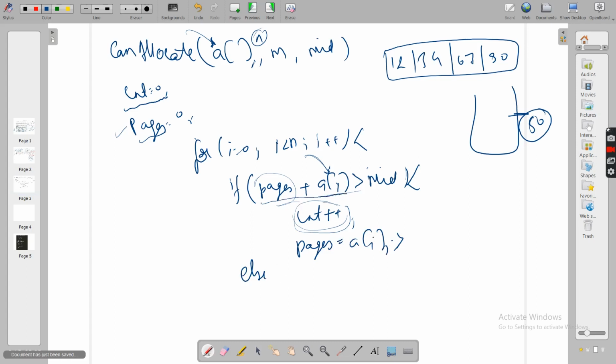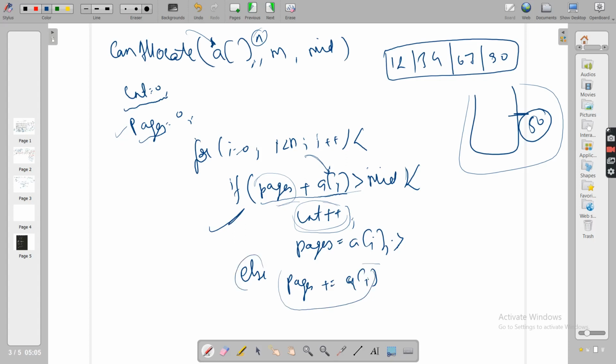And in else, if you're not crossing the boundary, in that case take these pages again, because you have to fill as much as possible, keeping this 50 as the upper limit. So you'll say the pages for that particular student will be plus equals a of I. Take a of I as well, because you're not crossing the boundary. So here you're crossing the boundary, here you're not crossing the boundary. And finally you'll end this loop.